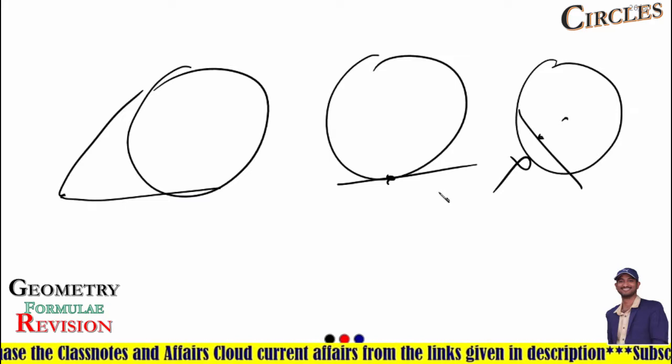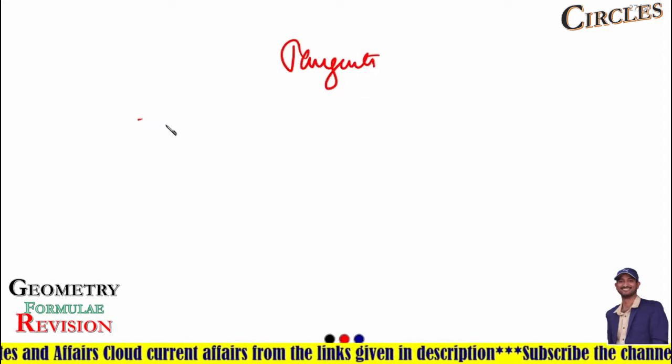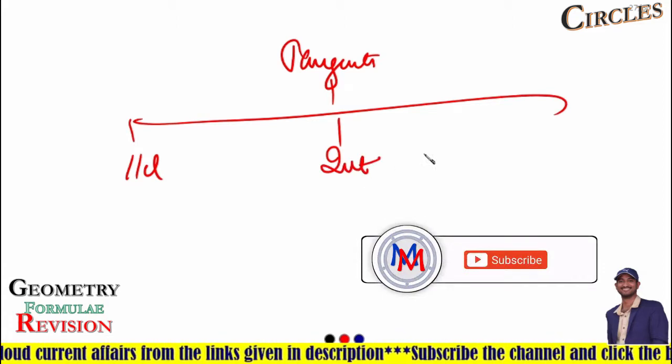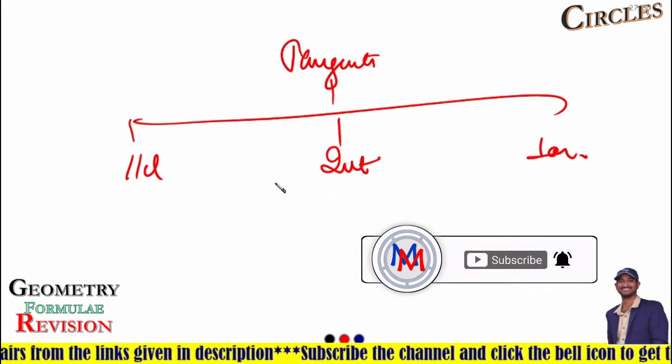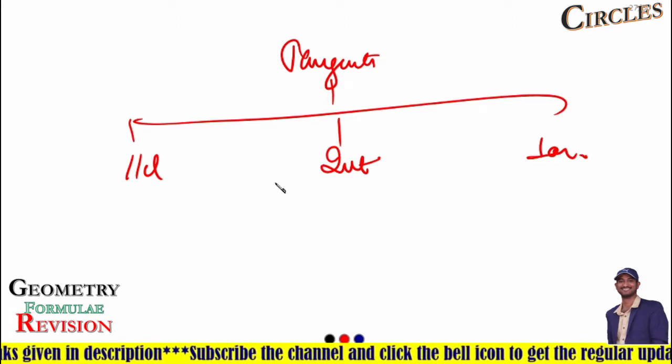Like chords, in the tangents also we have 3 types. What are those? Parallel, intersecting and perpendicular. If the tangents intersect at 90 degrees, then those tangents are called perpendicular tangents. That's it. Let's first talk about parallel tangents.